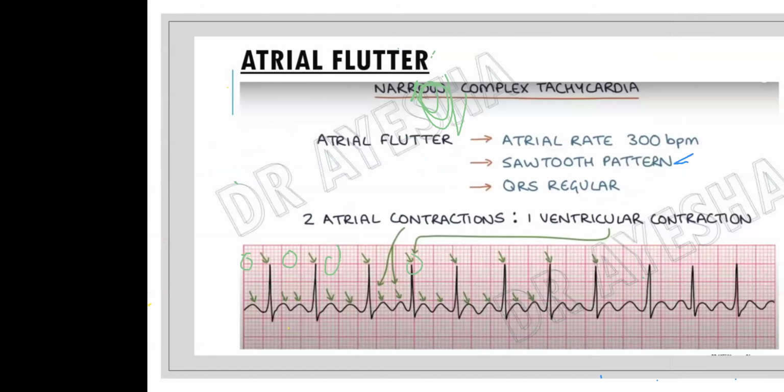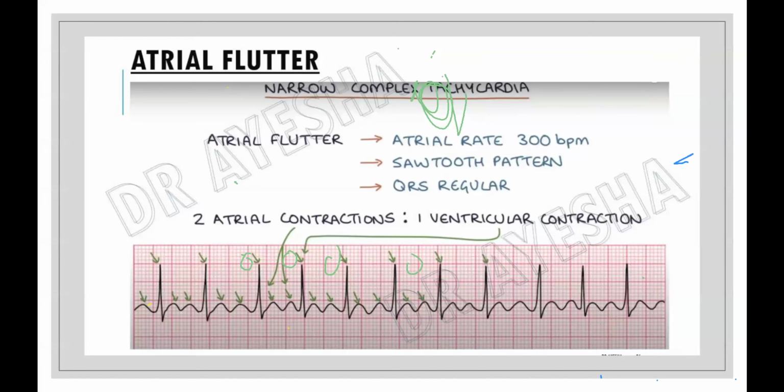So atrial flutter, you can see sawtooth like pattern is there and the QRS complexes would be regular. So it is a regular rhythm, but you have so many P waves, sometimes 2 P waves, sometimes 3 P waves. So the morphology of the P waves would be same. Morphologically, they would be same.